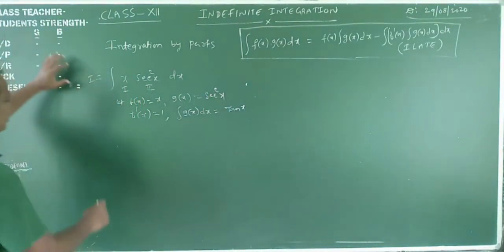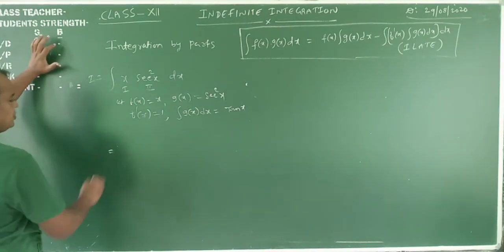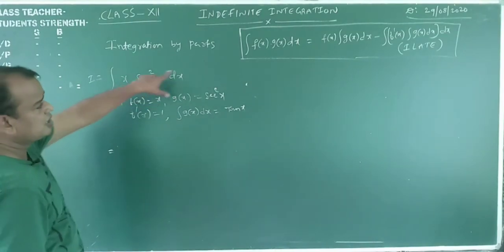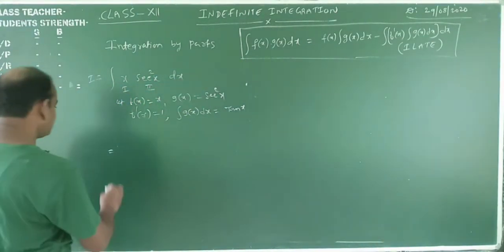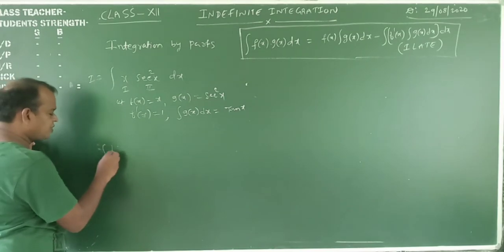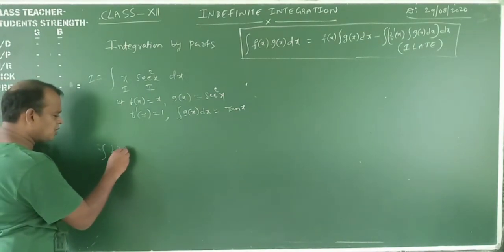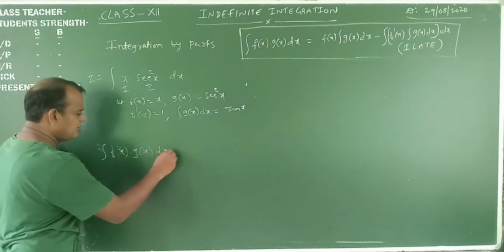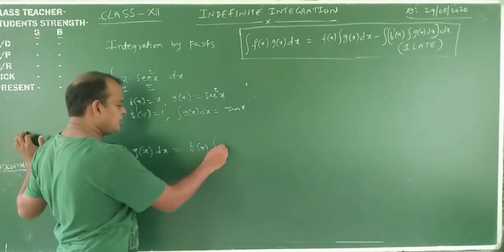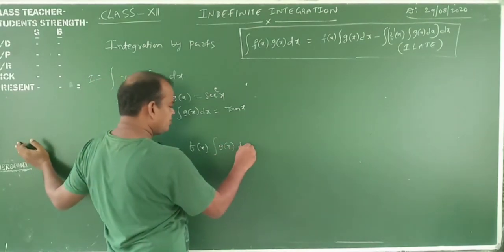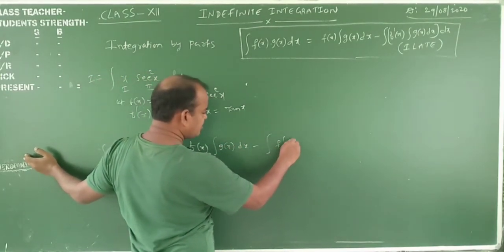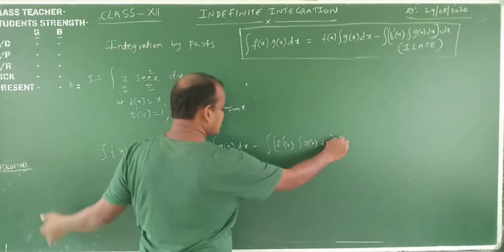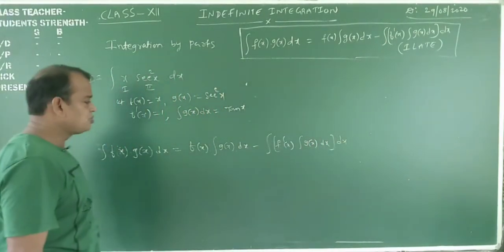Now, substitute in the formula. The integral of x into secant square x dx: this is f of x, this is g of x. Write down the formula. The integral of f of x into g of x dx is equal to f of x into the integral of g of x dx, minus the integral of f dash of x into the integral of g of x dx, whole dx. Okay, my dear students. Now, substitute each and every one.